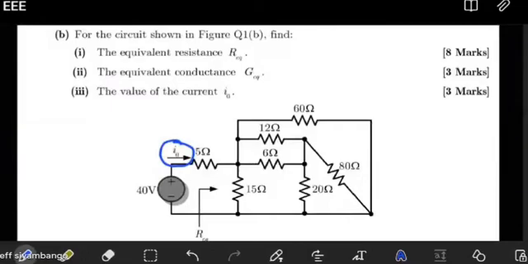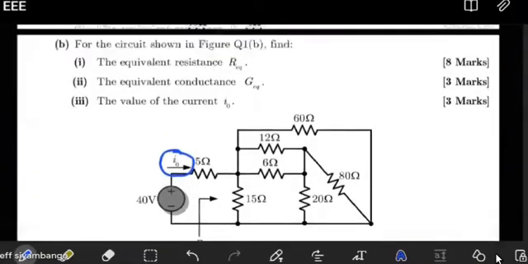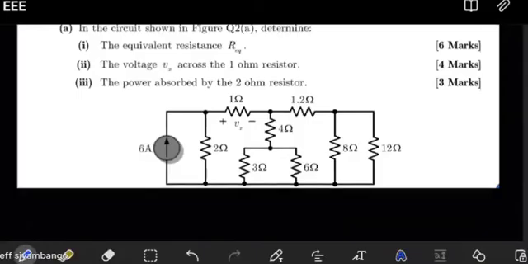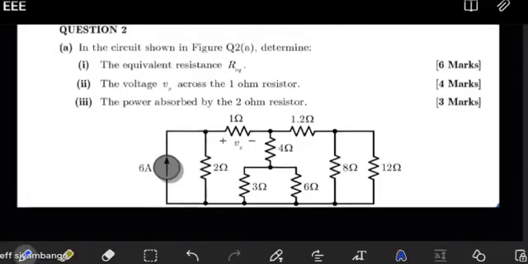Okay, so any questions on this? Okay, looks like we are okay here. We can move on to the next one. For this one now, similar approach. They're asking for the equivalent resistance, and here they've given the equivalent resistance fewer marks. The next part, they want us to find the voltage Vx. And then after that, they want us to find the power absorbed by the 2 ohm resistor.